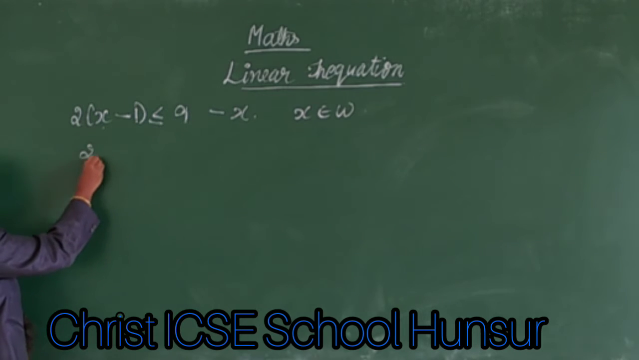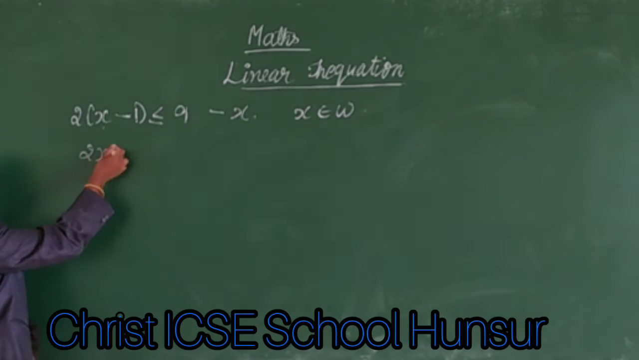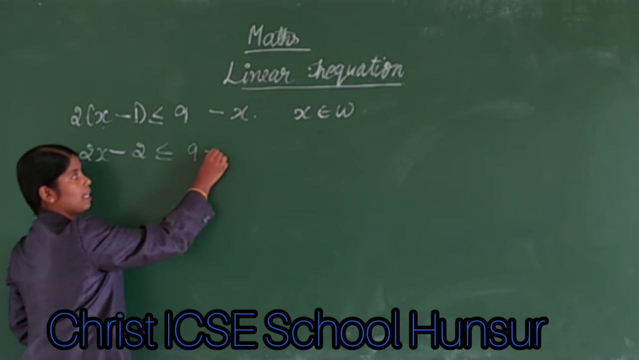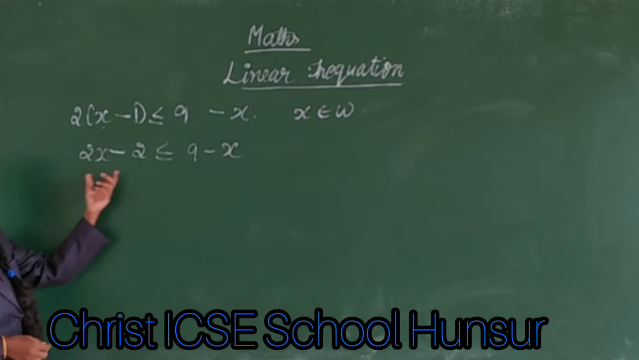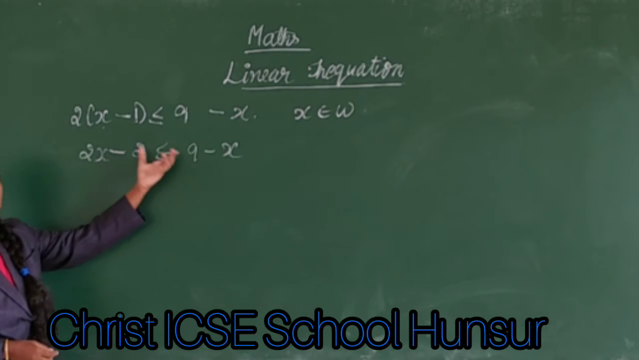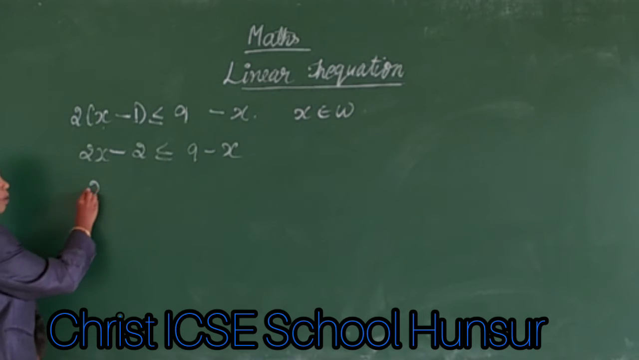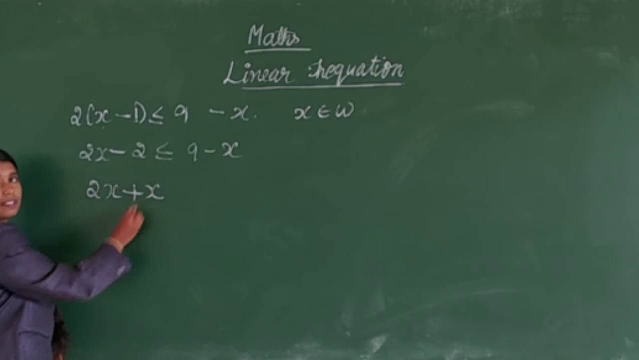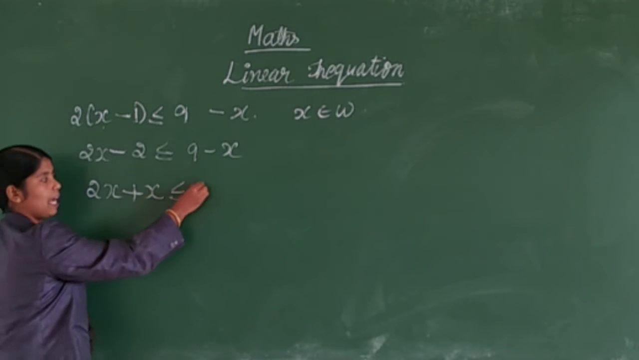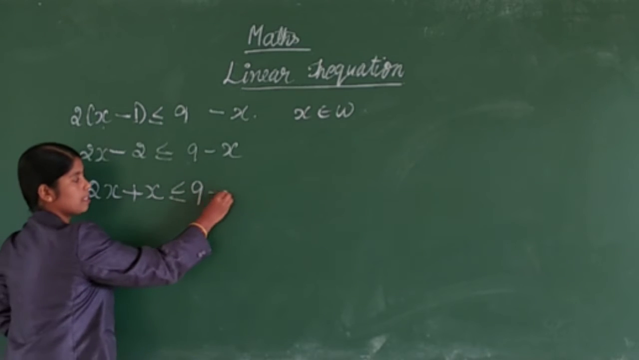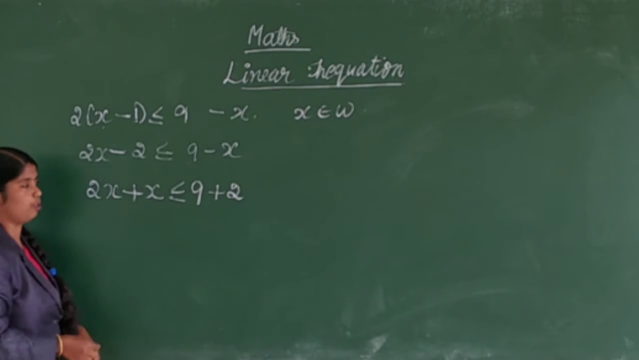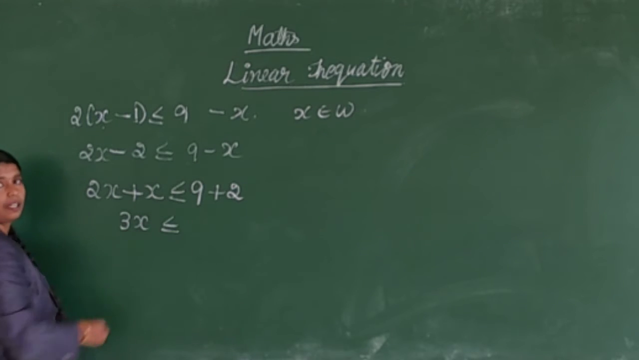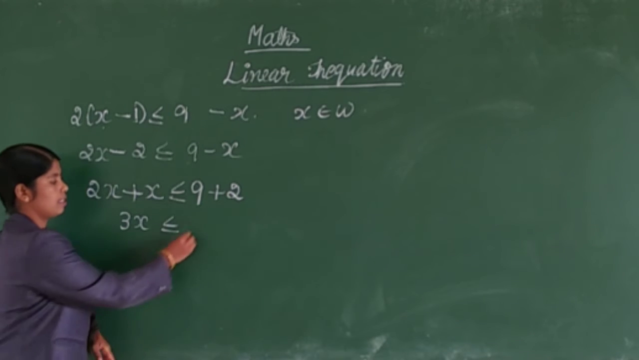2 into x is 2x, plus into minus is minus, 2 ones are 2, less than or equal to the same 9 minus x we write. Then bring the x terms to one side and constant to the other side. So 2x, here minus x, when I bring to this side it will become plus x, less than or equal to 9, and on the opposite side, minus 2 will become plus 2. Then 2x plus 1x is 3x, less than or equal to 9 plus 2, it is 11.